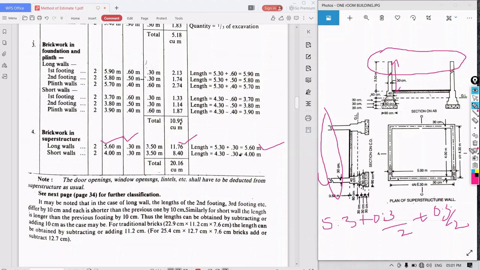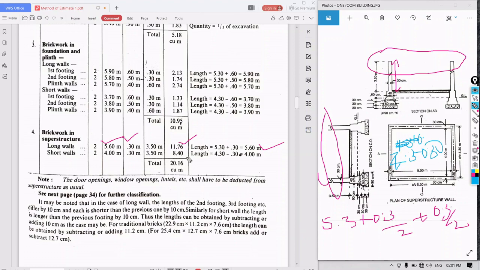And for the short walls also similarly, that is 4.3 minus 0.3; we have already calculated that.